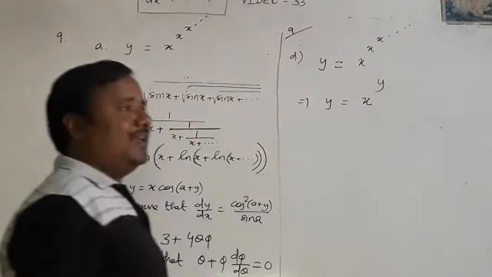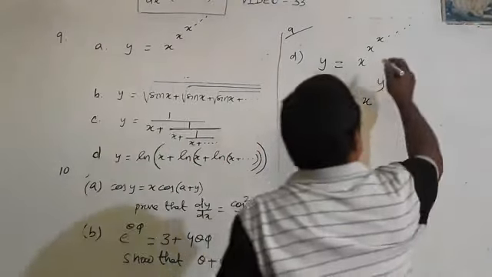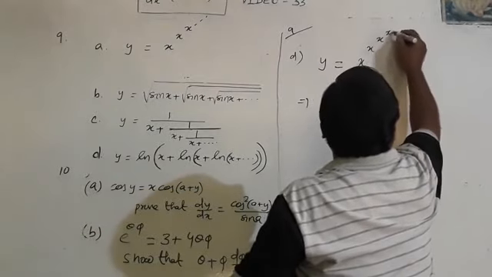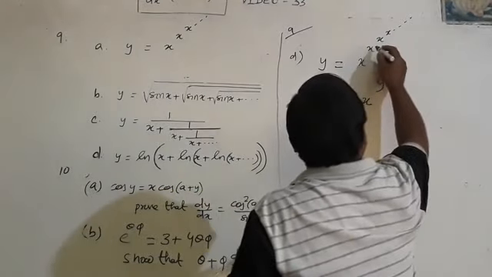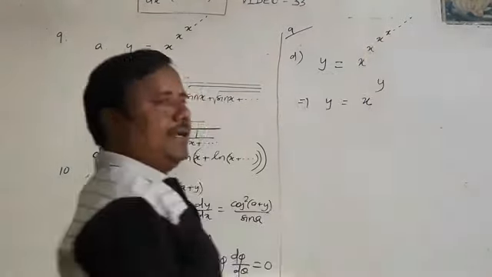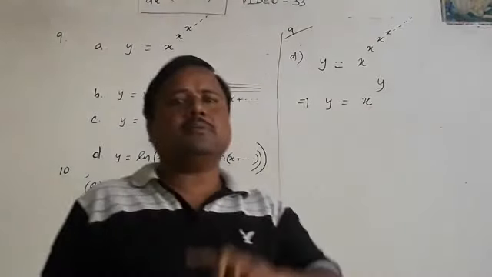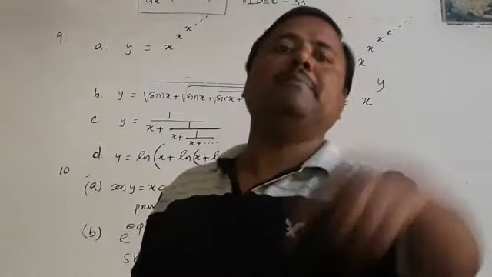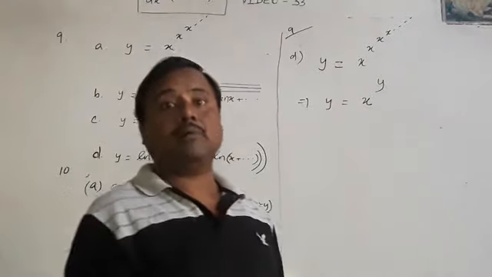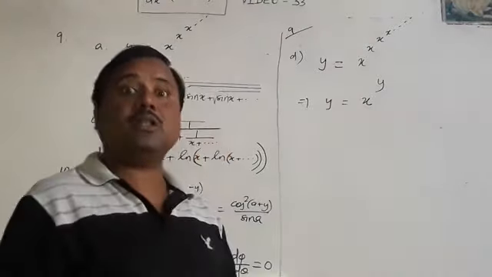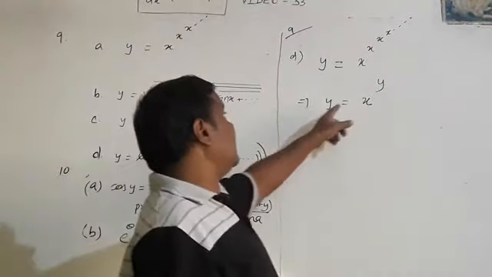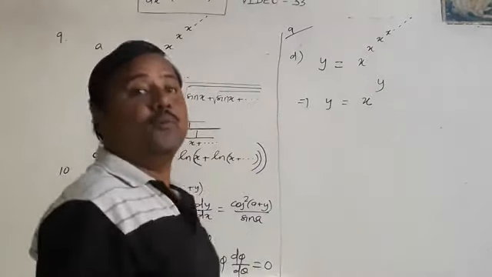Why is it y? Because if you take x to the power x to the power x to the power x dot dot dot, it is going towards what? Infinite. Suppose from infinite I am taking 1. Suppose from the ocean I take one glass of water, what happens to the ocean? Nothing happens, it remains the same ocean. So y is equal to what? x to the power y.